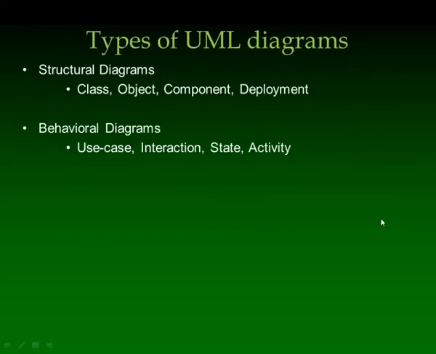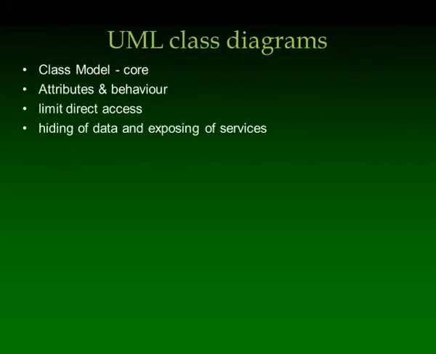Okay, so here are the types of UML diagrams. We've got structural diagrams, which focus on static aspects of the software system. So these are class, object, component, and deployment. And then we've got behavioral diagrams. These focus on dynamic aspects of the software system. So you've got use case, interaction, state, and activity. Okay, so UML class diagrams.